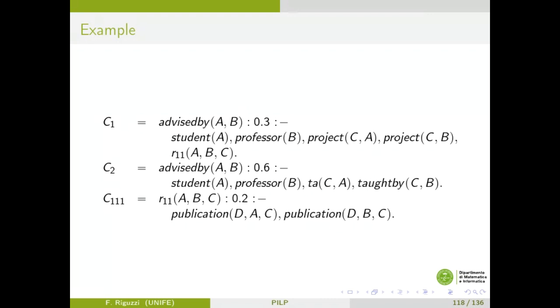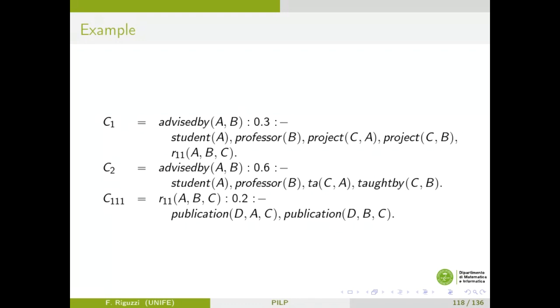This R11 is a hidden predicate, and R11 ABC is defined by this clause, which introduces another variable D, and contains two input predicates, publication. Publication DAC means that A is the author of a publication D that was produced in the scope of project C, and B, again, is an author of publication D produced in the scope of project C. The second clause instead has no hidden predicate in the body and states that A is advised by B if A is a student, B is a professor, and A is a teaching assistant in a course C that is taught by B.